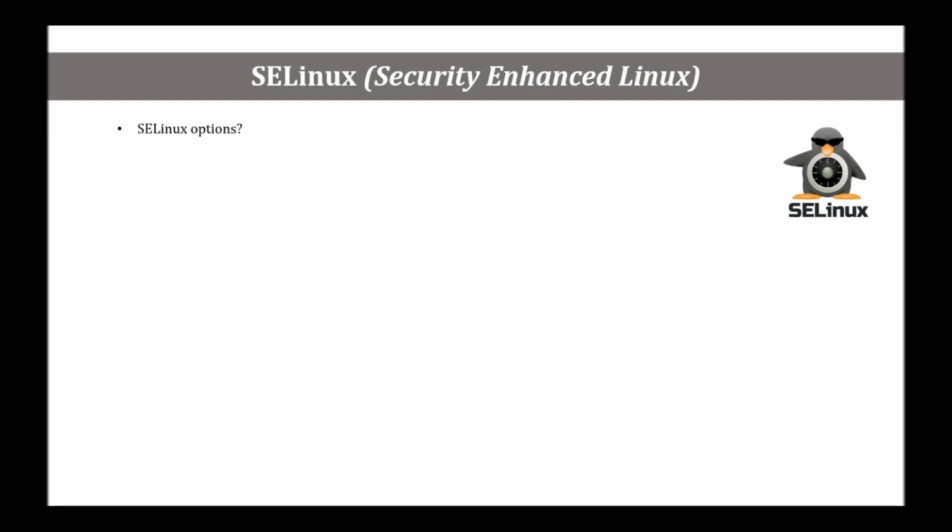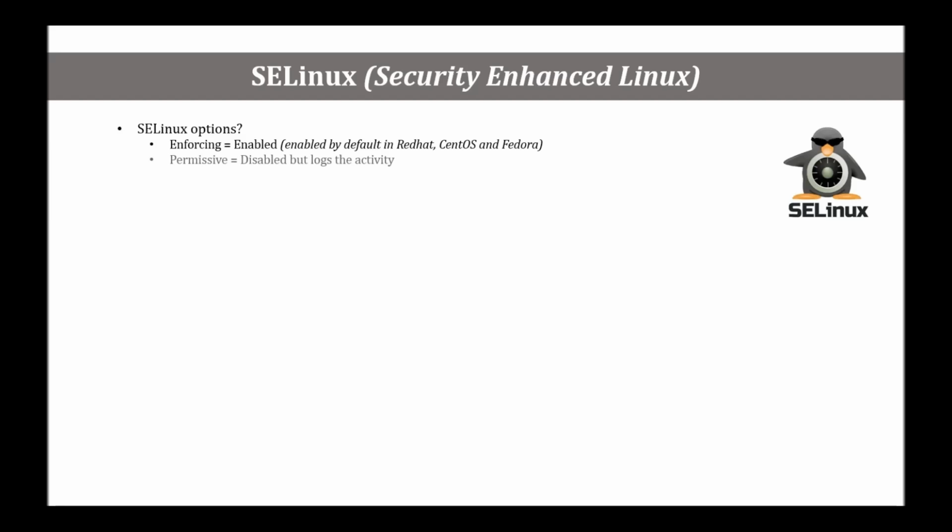SELinux options. There are three SELinux options. Number one, by default, when you have a Linux machine installed, primarily in Red Hat, CentOS, and Fedora type of Linux distributions, SELinux comes as enabled, meaning it is in enforcing mode.